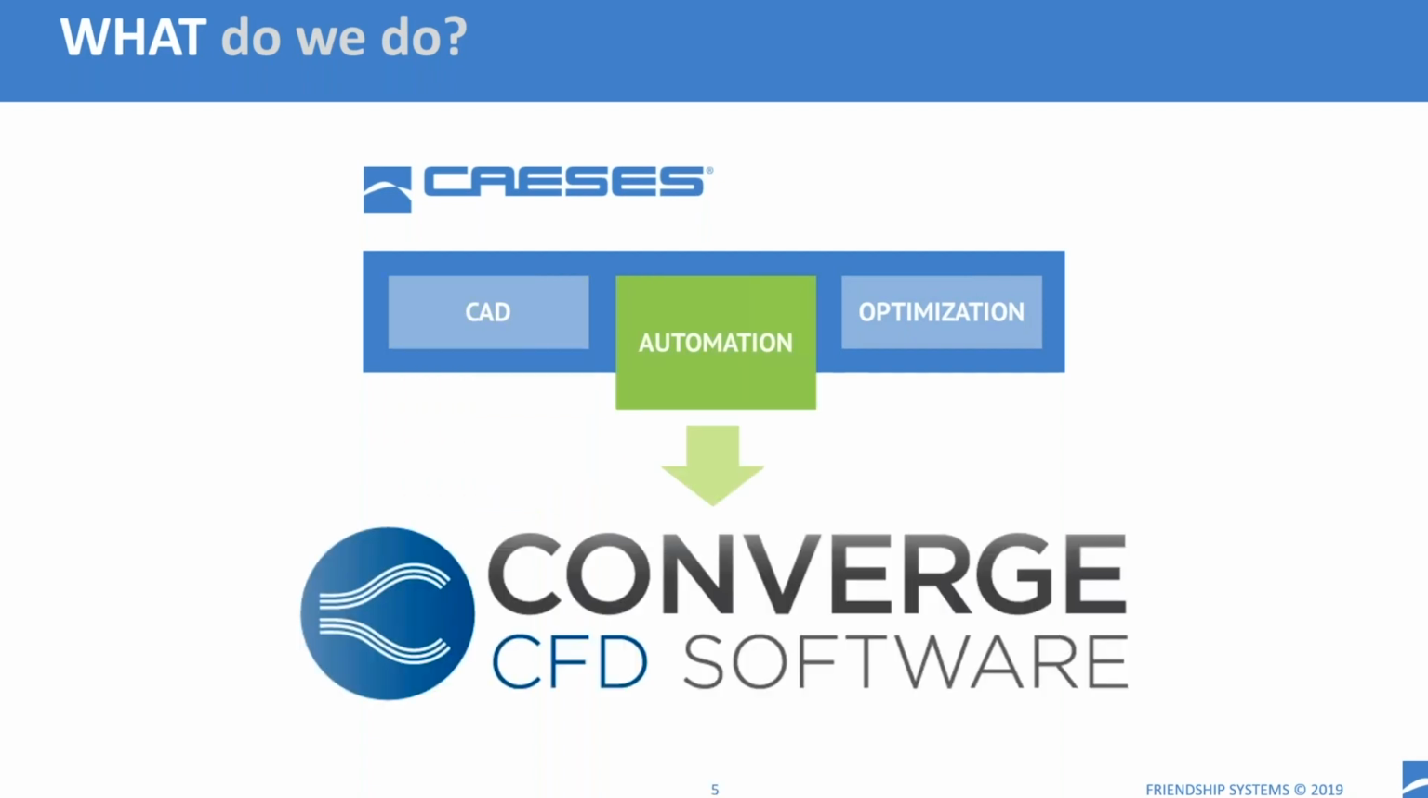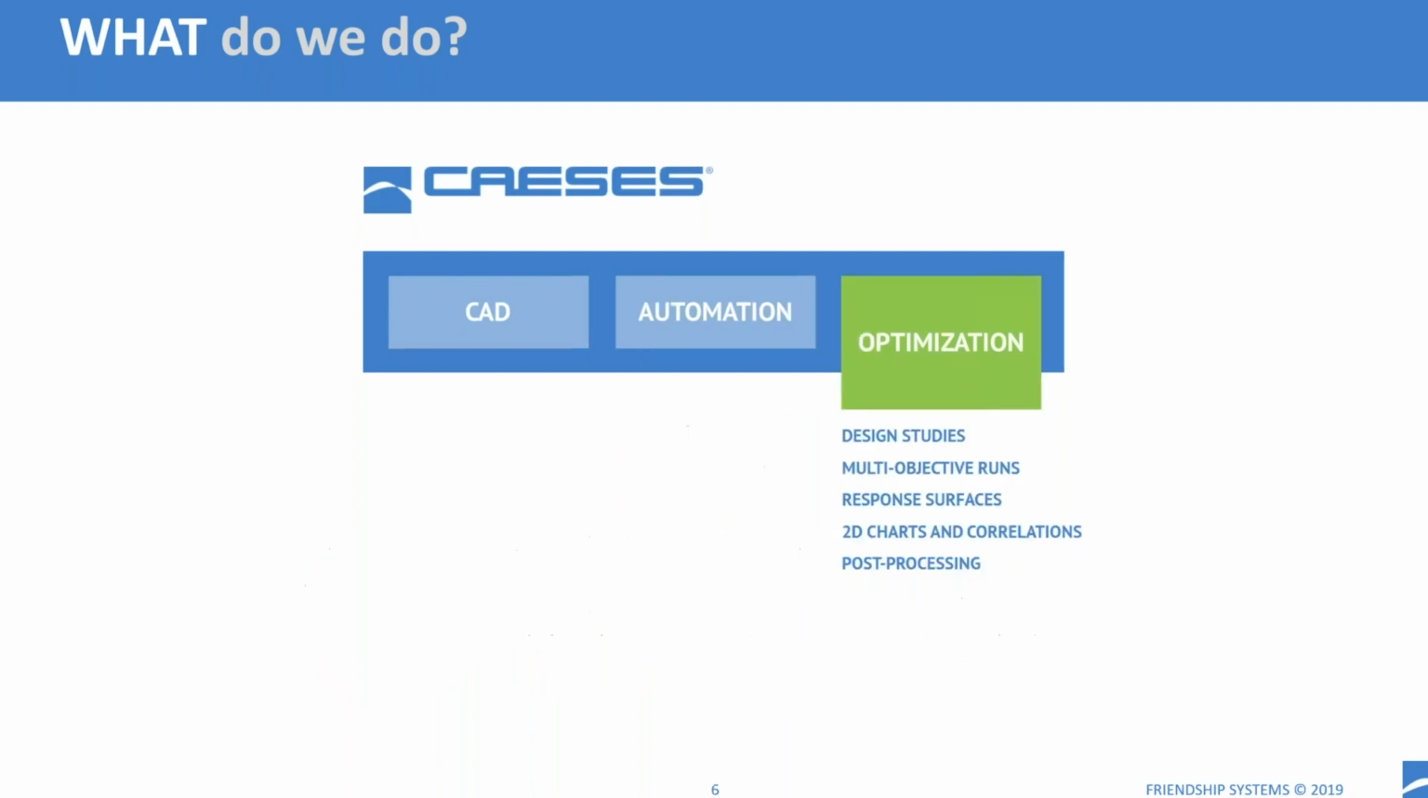The second component that is included within our tool CAESES is the automation of external simulation. This is basically where we have the interface to CONVERGE and where we can transfer the geometry and other inputs from our system to CONVERGE and collect results. And the final component is the optimization environment that provides the algorithms, the data management, and post-processing that I mentioned before, to really run all this process in an automated way.